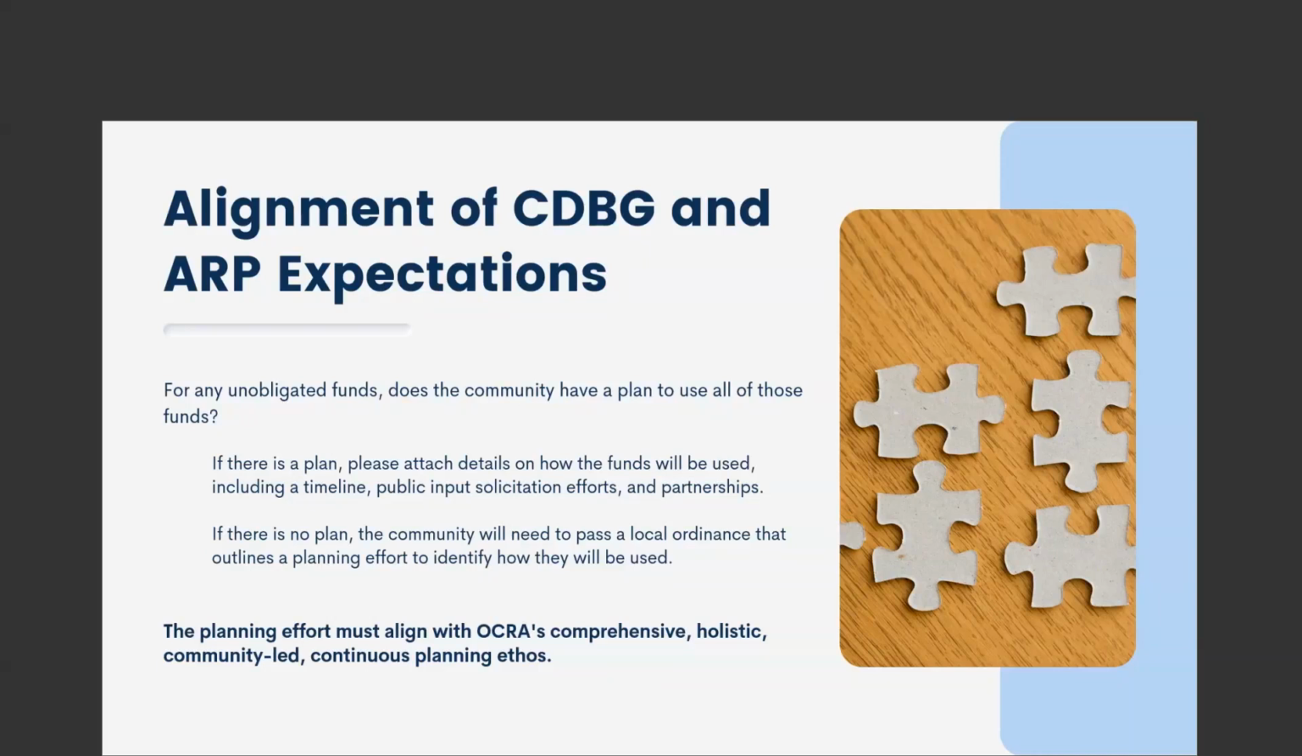So those are the two things we're looking for when we have funds that have not been obligated or expended. As a reminder, one of the things OCRA really encourages communities to do, and for us, we require as part of our comprehensive planning efforts, is that planning be comprehensive, holistic, community-led, and continuous. So comprehensive means that it looks at everything related to that and gives you all the different options that you're looking at.